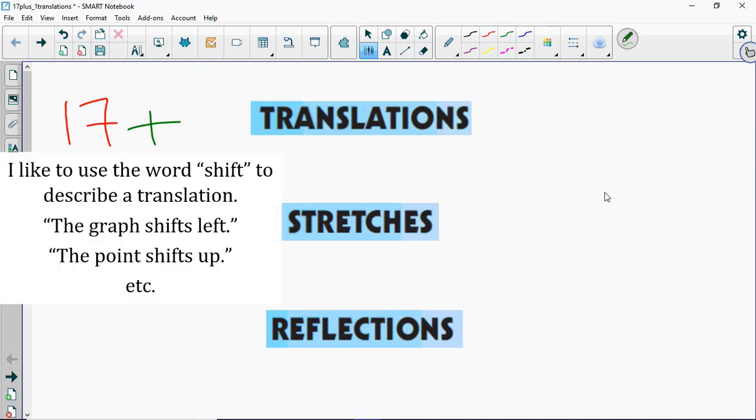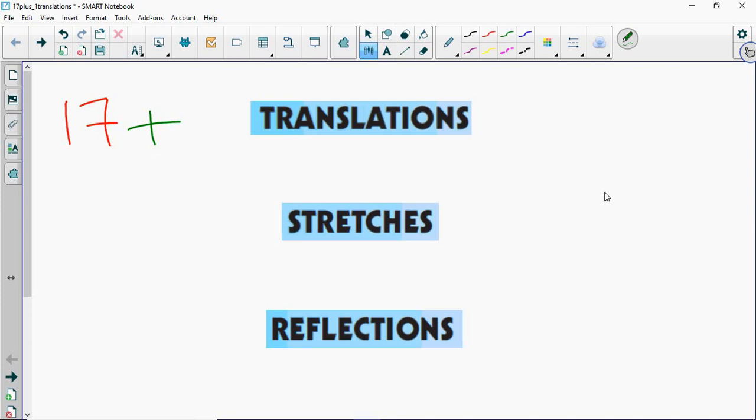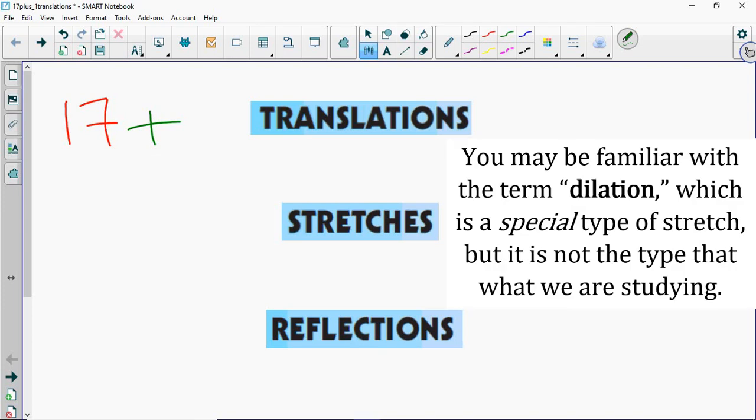The first will be translations. That's just moving a graph, and we're going to consider moving a graph up and down or left and right. So that's vertical and horizontal. Then we will look at stretches. So we can do either vertical stretches or horizontal stretches. And we'll call it a stretch if it's getting taller or wider, and we'll call it a compression if it's getting shorter or more narrow.